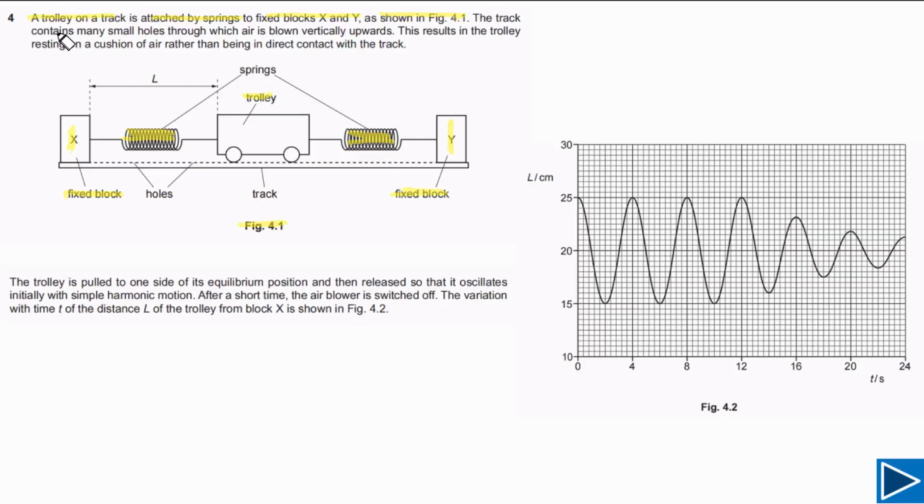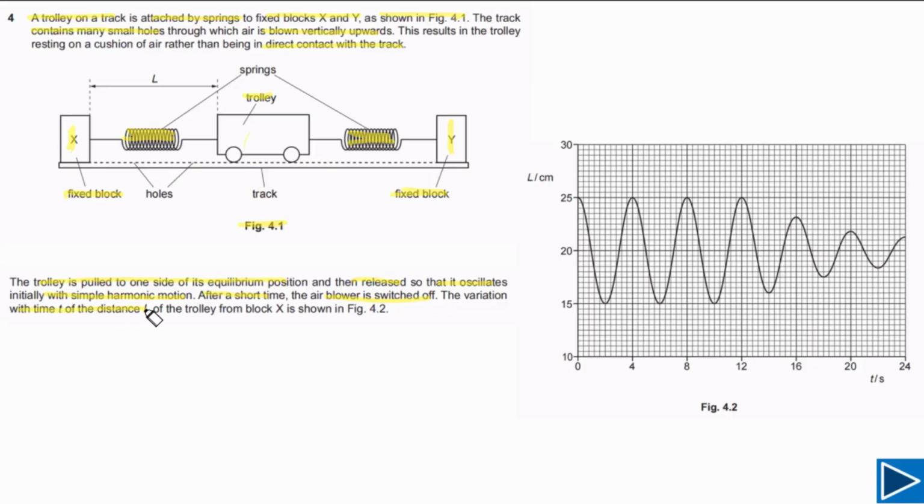It is also given to us track contains many small holes and air is coming out of these holes vertically. So air is coming out vertically upwards, and this air will reduce the direct contact with the track, or simply we can say air will reduce friction between trolley and ground. It is also given to us the trolley is pulled to one side of its equilibrium position and then released. So it oscillates initially with simple harmonic motion. After a short time, air blower is switched off.